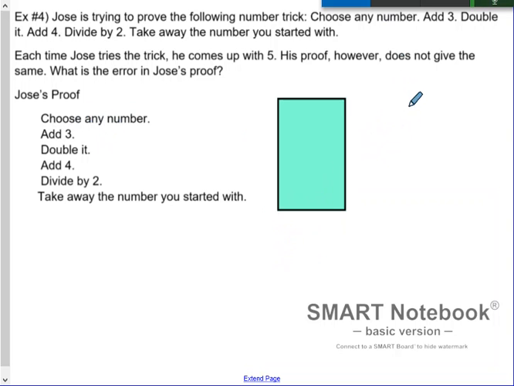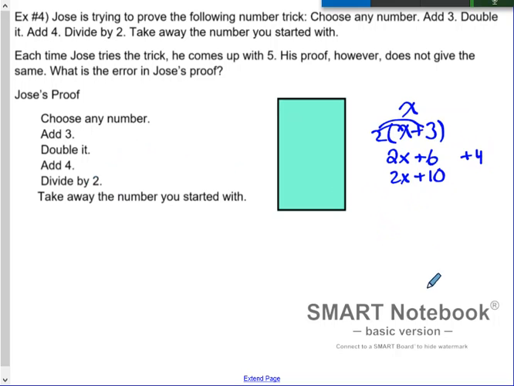First I'm going to choose any number. I'm going to add 3 to that number. So here's my number plus 3. Now I'm going to double it, so whatever I get here needs to be doubled. So I get 2x plus 6. So that's it doubled. And then I'm going to need to add 4 to that. So adding 4, I get 2x plus 10.